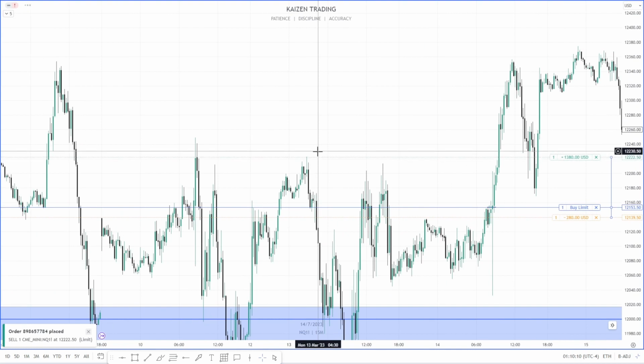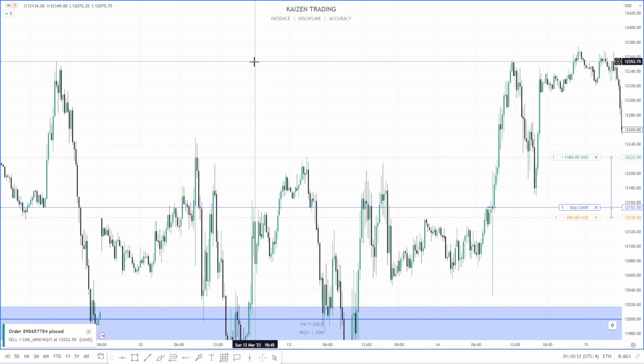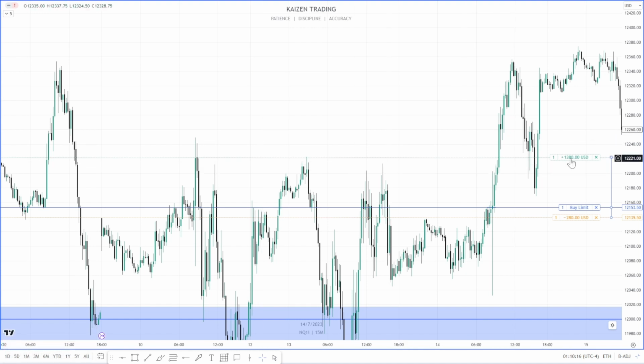If we're running multiple contracts, we have right here, okay, 1900, and then we have a previous high up here. Okay, and that's 4 grand off of one contract. But you could run multiples and scale out at these areas.